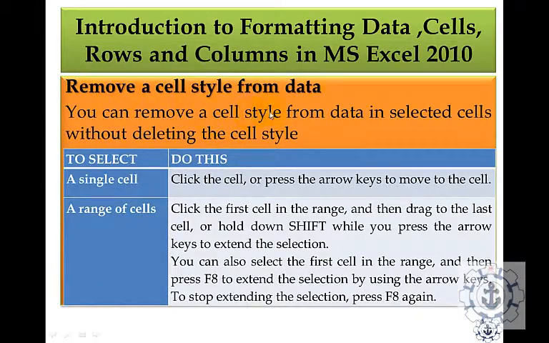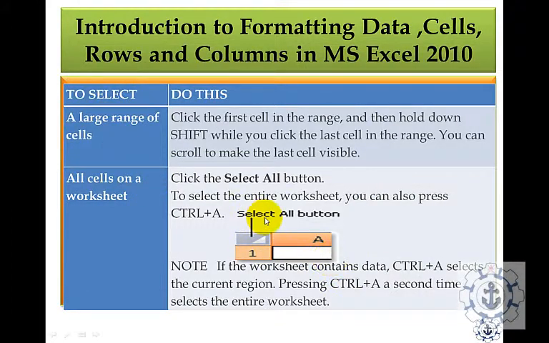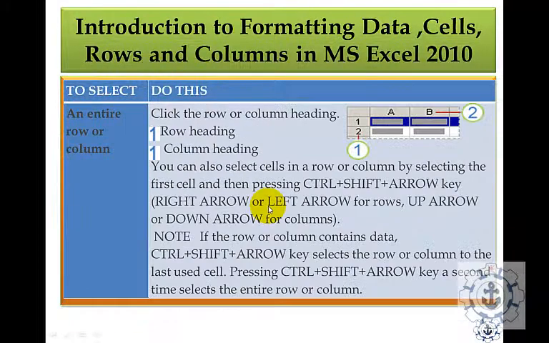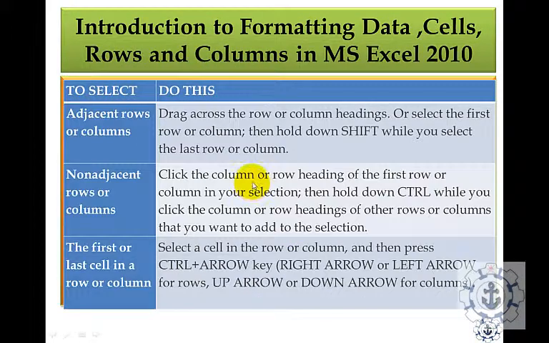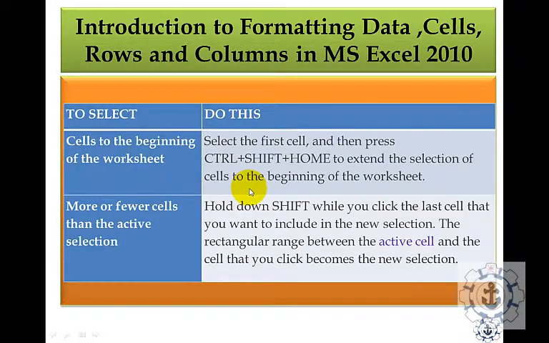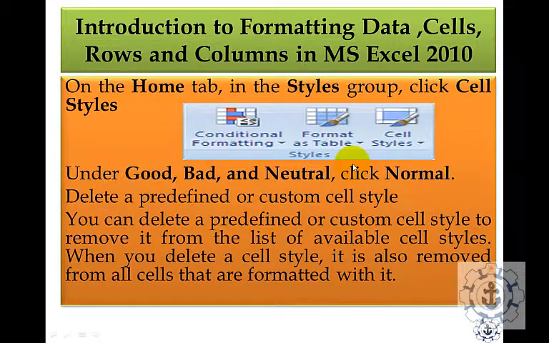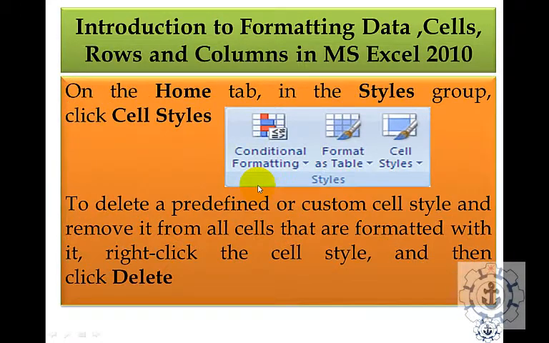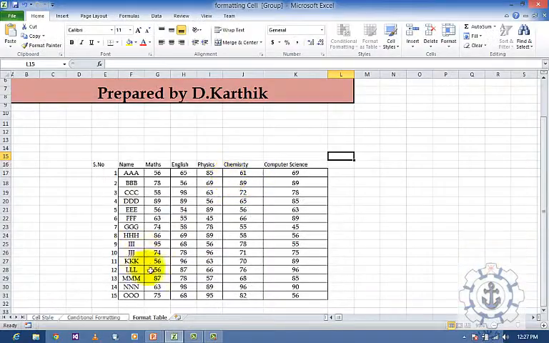To remove all your styles, again go for the same selection, a large range of data or non-adjacent cells, the same as what we have discussed, rows and columns. Do the following and select the Normal style. Okay, and this is all about cell styles.